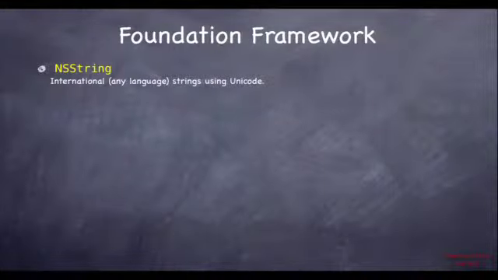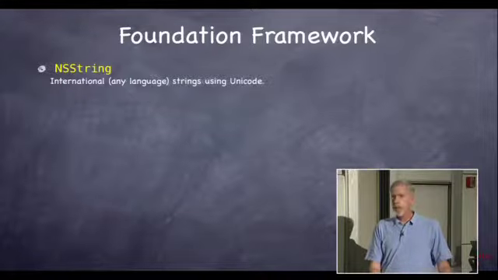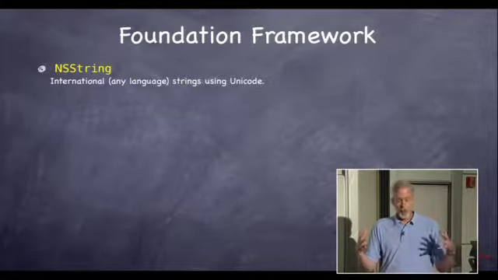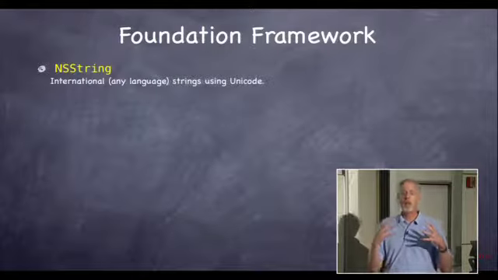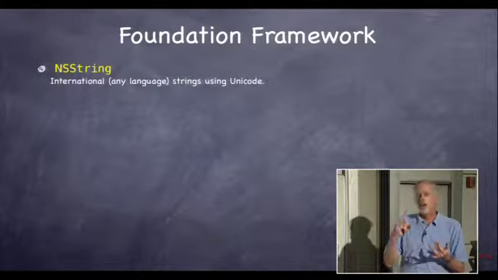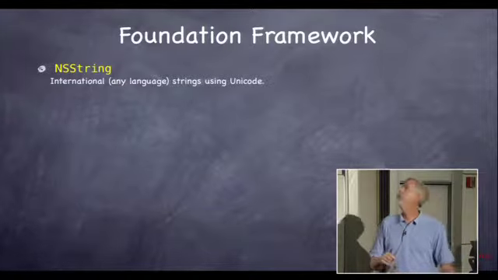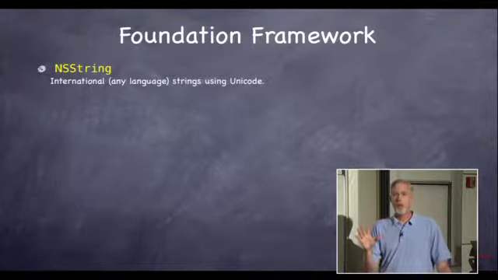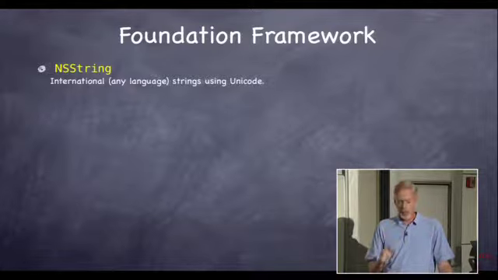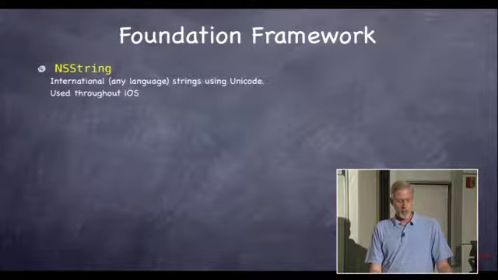All right, NSString. So this is your most popular object in all of Foundation. We use this a ton in our walkthrough, and we use it all over our code. What is an NSString? It's a full international, any language string, and I mean kanji, Cyrillic, Arabic, English even. So any of those can be coded into an NSString. It uses Unicode under the covers. It's quite an awesome, complete implementation of that.